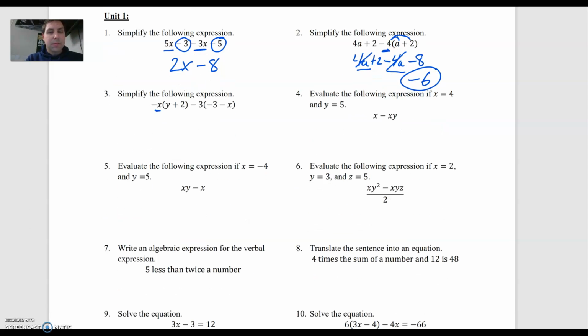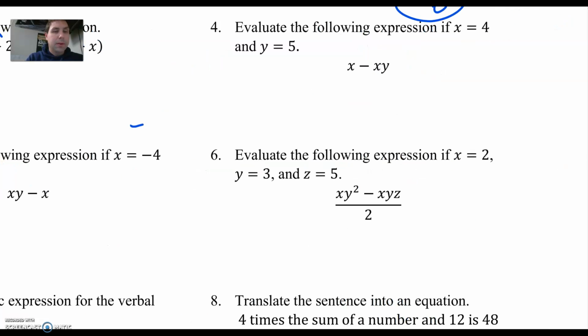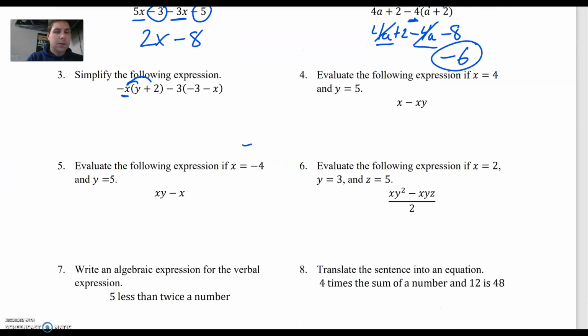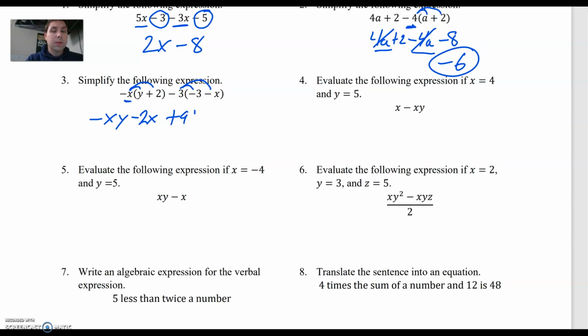Okay. If I go to number 3, same idea. There's a -x in front of the parentheses. So if I distribute that through, this is really just -x times y, or in other words, -xy. -x times +2 becomes -2x, because again, we're just multiplying. And then the same thing is going to be applied with this -3. If I distribute the -3 through, -3 times -3 becomes +9. -3 times -x becomes +3x.